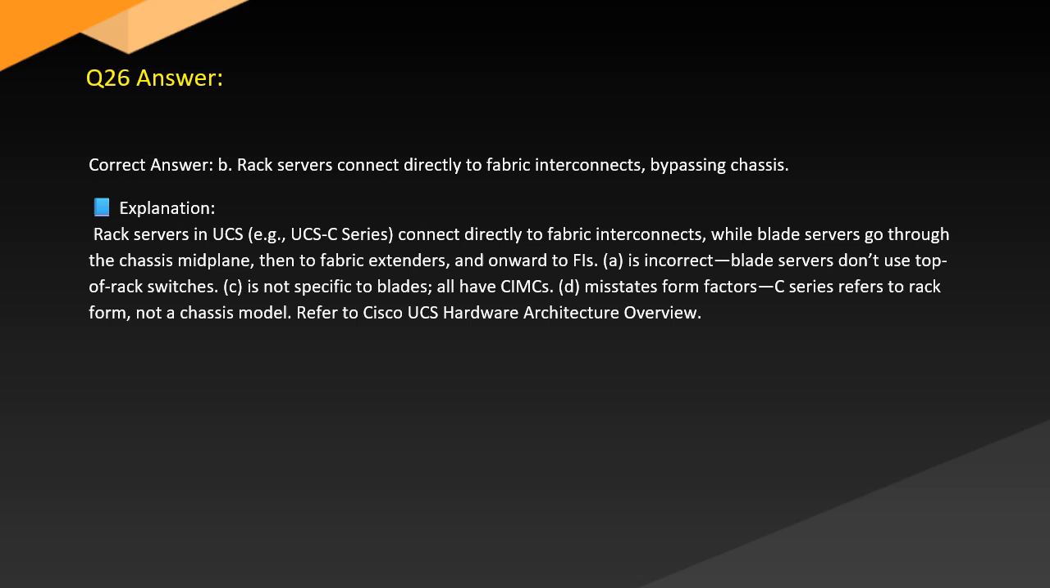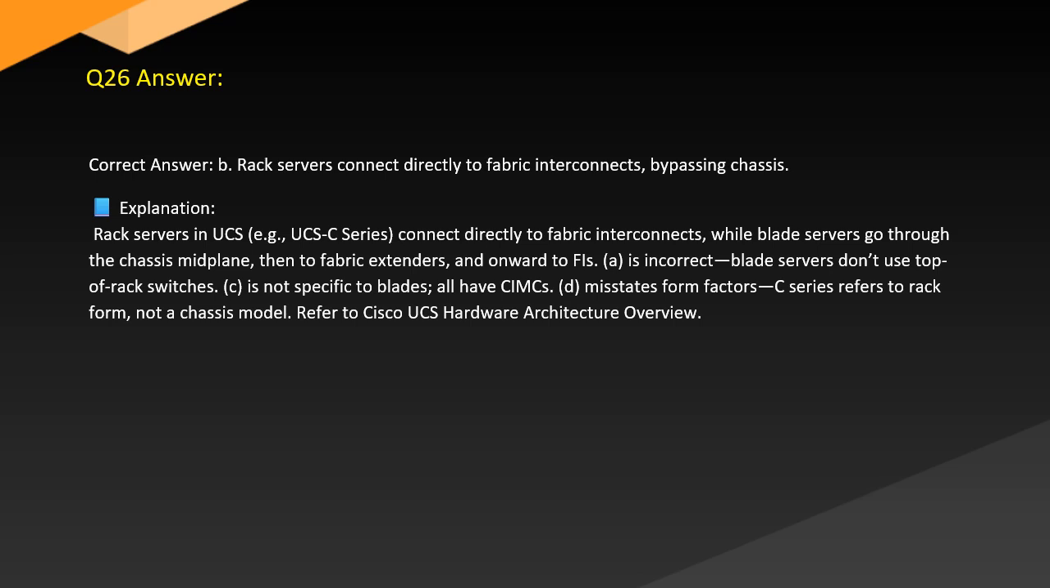Answer. Correct answer: B. Rack servers connect directly to fabric interconnects, bypassing chassis. Blue Book explanation. Rack servers in UCS C-series connect directly to fabric interconnects, while blade servers go through the chassis midplane, then to fabric extenders and onward to FIs.